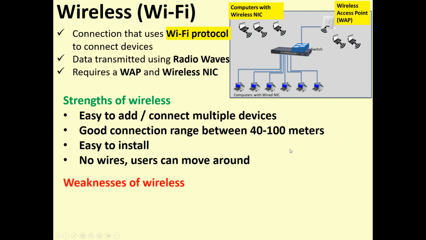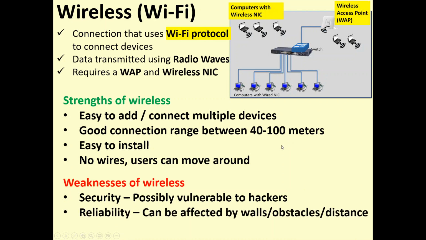However, weaknesses. Security. There is a possibility of being vulnerable to hackers. Hackers could hack into the network because they can just literally connect to the network. Reliability. Wi-Fi can be affected by walls, by obstacles that might be in the way, and by distance. The further you go away from the transmission point, the WAP, the worse your signal is. Or there could be walls between you and the WAP that could block your signal as well. So it can be affected by different things such as walls, obstacles and distance.